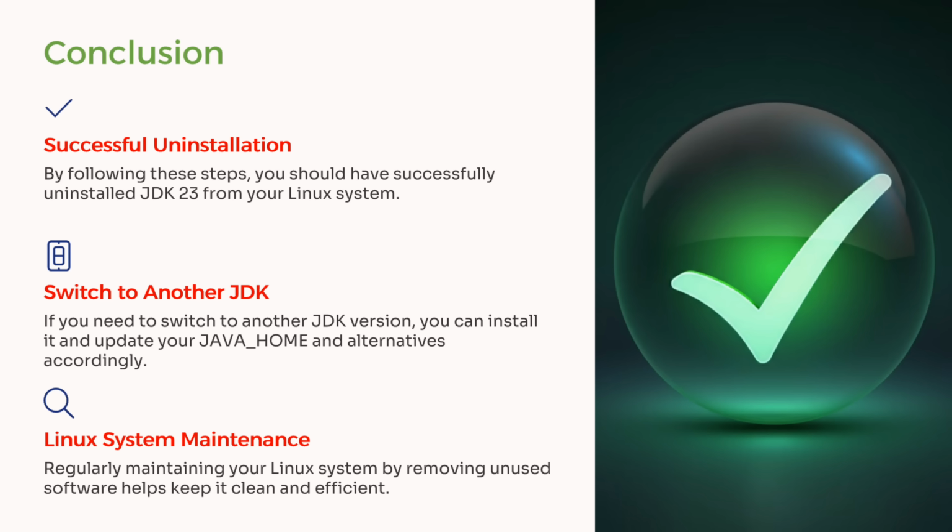So the conclusion is, by following these steps, you should have successfully uninstalled JDK 23 from your Linux system. If you need to switch to another JDK version, you can install it and update your JAVA_HOME and alternatives accordingly. Regularly maintaining your Linux system by removing unused software helps keep it clean and efficient.